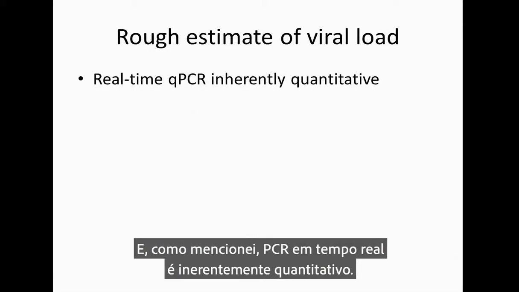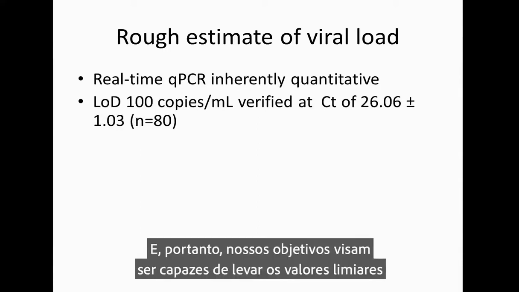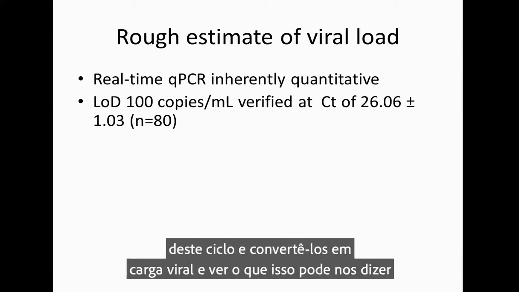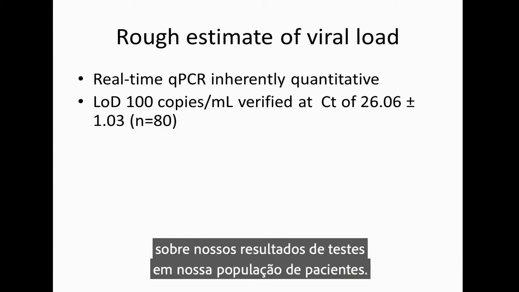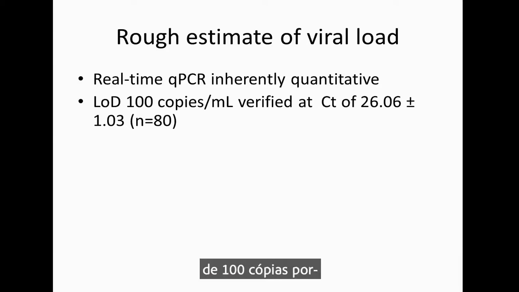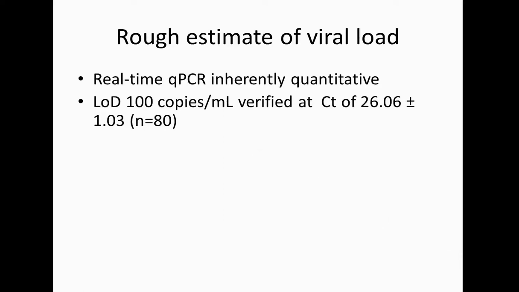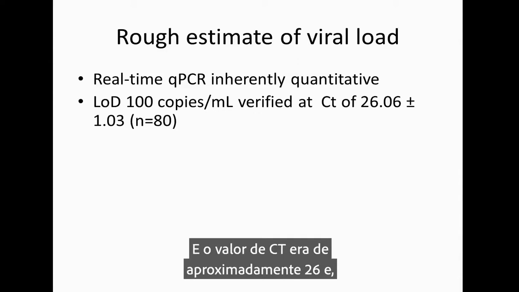As I mentioned, real-time PCR is inherently quantitative. So our goal was to take these cycle threshold values and convert them into a viral load and see what that could tell us about our testing results in our patient population. We determined that our limit of detection was 100 genome copies per mL across our 4 different Abbott M2000 analyzers, and the CT value was approximately 26.